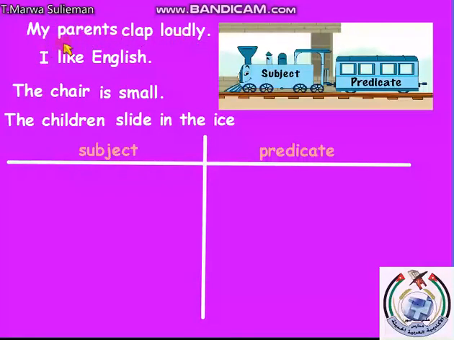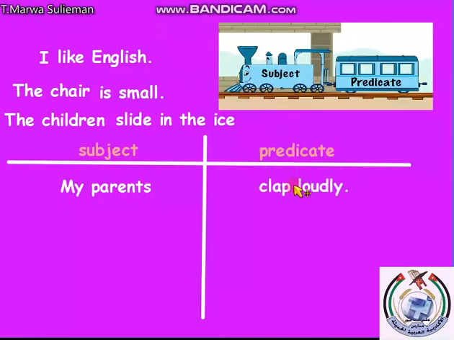Number 1. My parents clap loudly. Who claps loudly? Excellent. My parents. So, my parents is the subject. What about clap loudly? Clap is a verb, so this is the predicate, because we said that the predicate contains a verb.